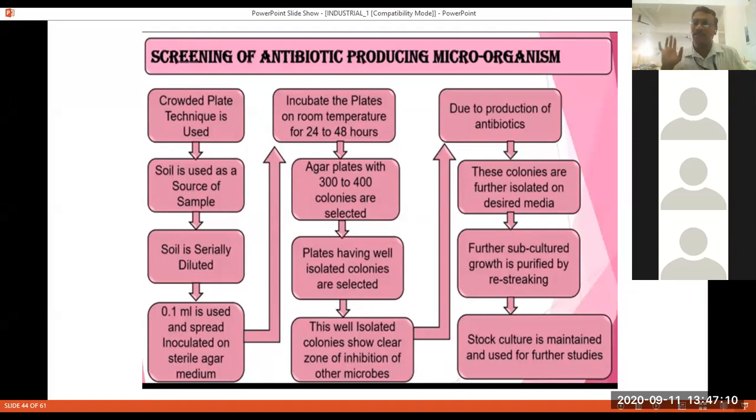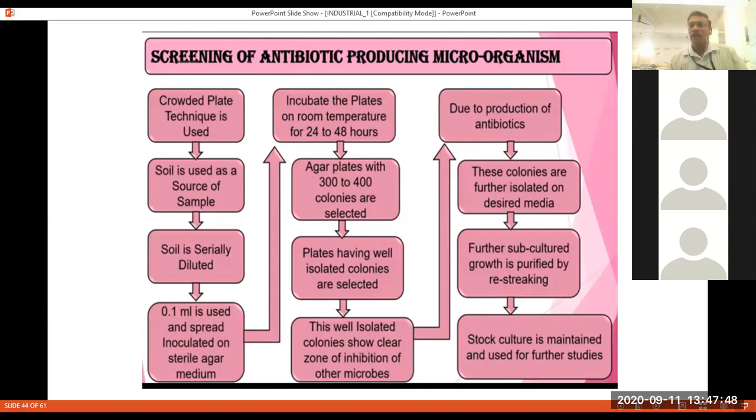If they're producing the clear zone, it indicates that the colony containing the microorganism has the ability to secrete a chemical, and that chemical inhibits the growth of another type of bacteria. They are referred to as antibiotic producing microorganisms. Now the well isolated colony which can show the zone of inhibition of the other microbe, this is only possible due to the production of the antibiotics.